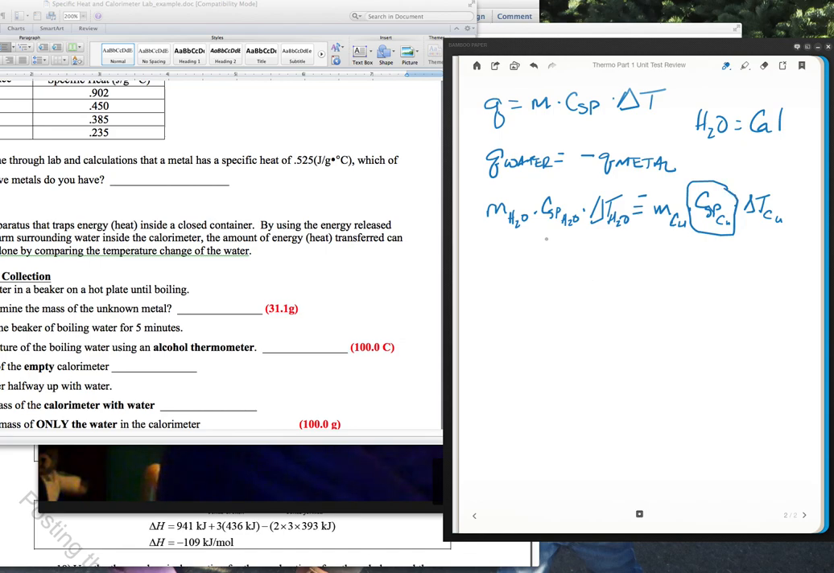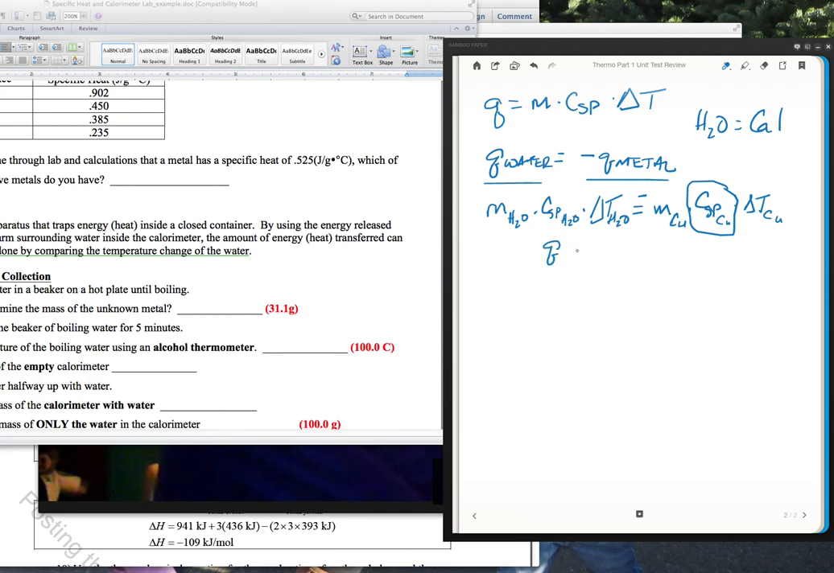Once you find these numbers, none of them will cancel out. I'm not going to write a big, long, crazy equation right now with all the different variables, but you guys get the idea. This is what it's saying. You have to recognize that the heat gained by the water is equal to the heat or energy lost by the metal.